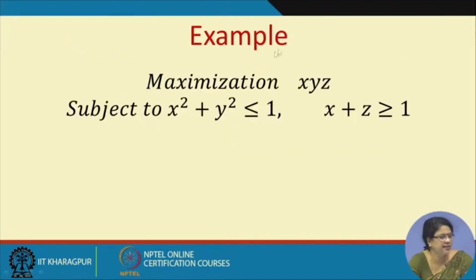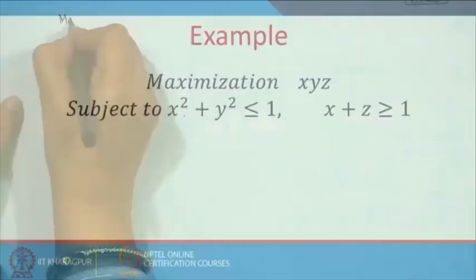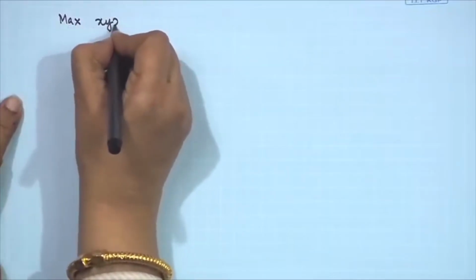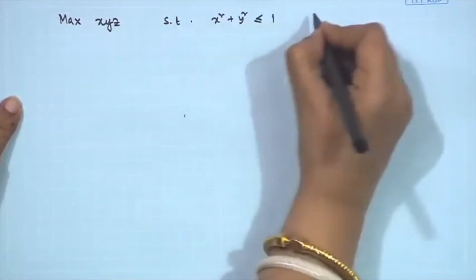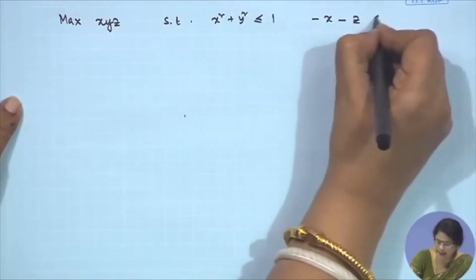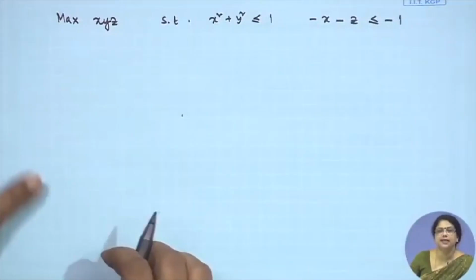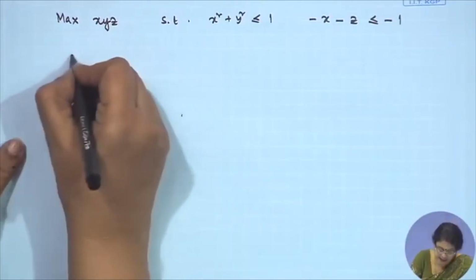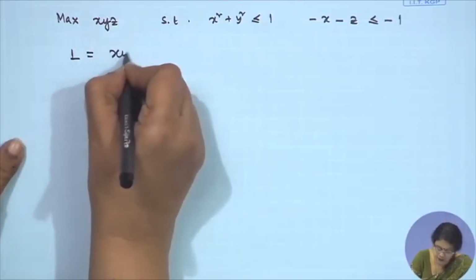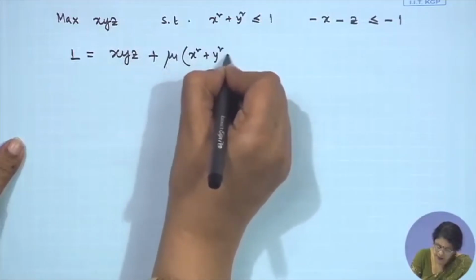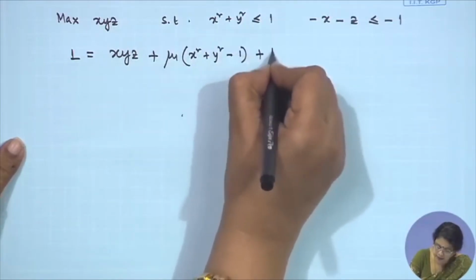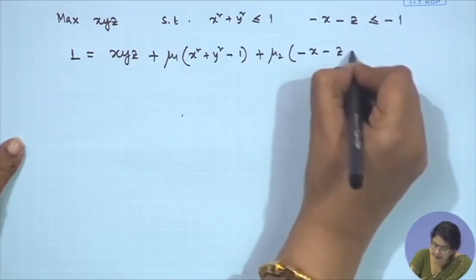Okay. I am considering the second problem. You see, one is of less than type, one is of greater than type, and to handle this problem we will have the maximization of xyz subject to x square plus y square less than or equal to 1, let me take both as less than or equal to, then minus x minus z less than or equal to minus 1, then we can do it very nicely. Let us formulate the Lagrange function: xyz plus mu 1 times x square plus y square minus 1, plus mu 2 times minus x minus z plus 1.